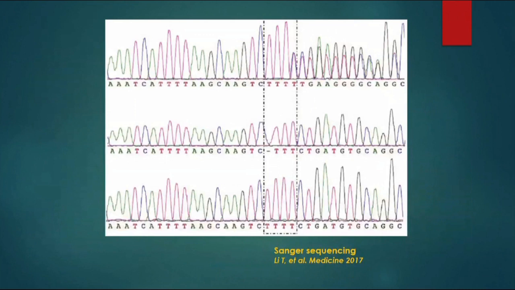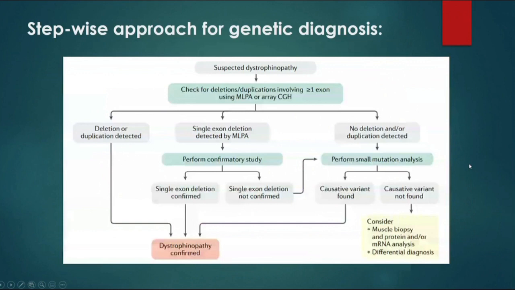And this is the Sanger sequencing, which is reading the genome letter by letter. The lowermost is normal, the middle one is showing the homozygous mutation, and the upper one is showing the heterozygous mutation. I won't go into details of that because of the time constraint. But the stepwise approach is, as I mentioned, first do deletion and duplication, and then if that is negative, go for small mutation analysis. If that is also negative, then muscle biopsy or other techniques can be used to confirm the diagnosis.